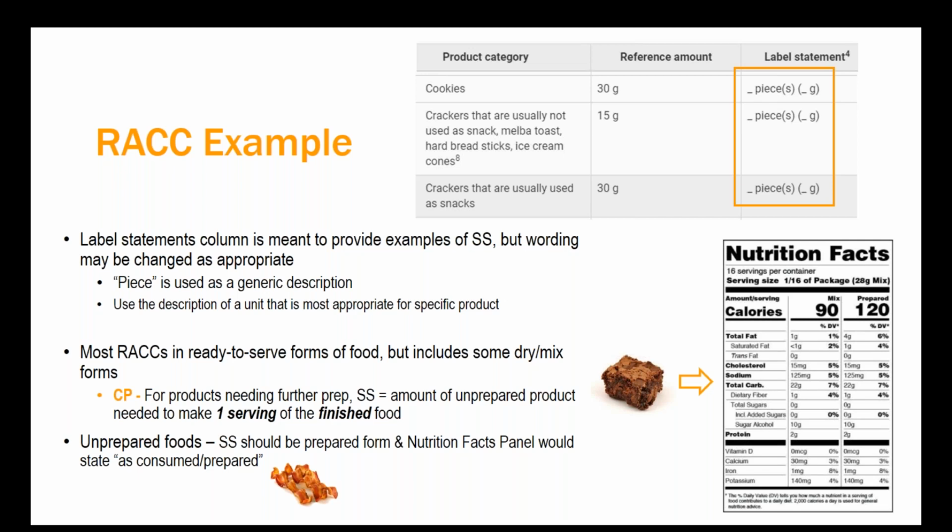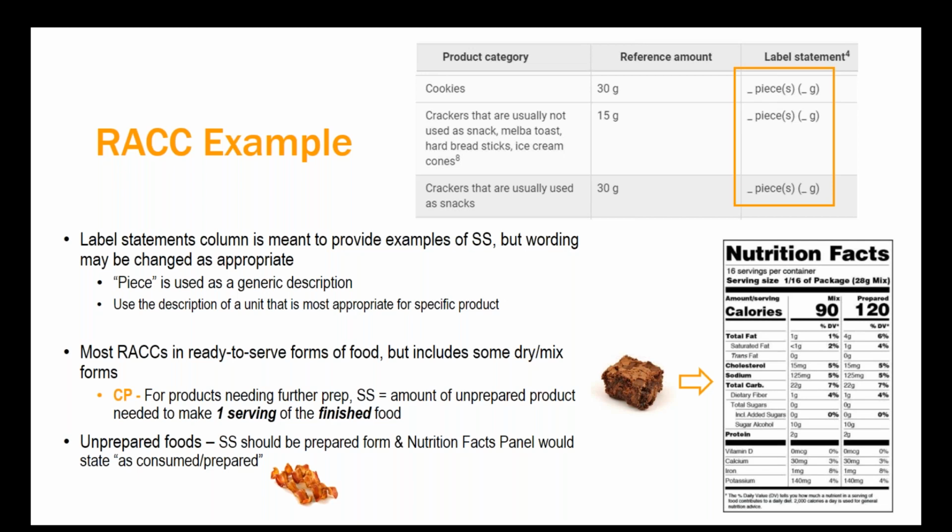So this would be a good example of a label that's in compliance for serving size. And then kind of similar to that, you have other unprepared foods where some of those might actually change greatly during preparation or cooking. So bacon or breakfast sausage is a really good example of this.